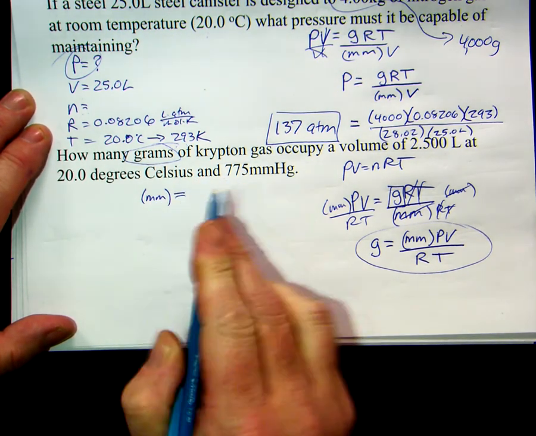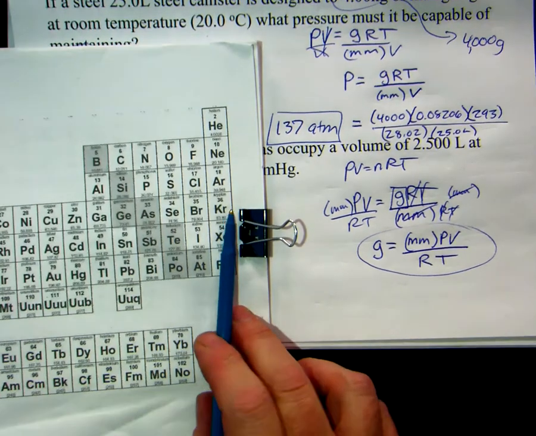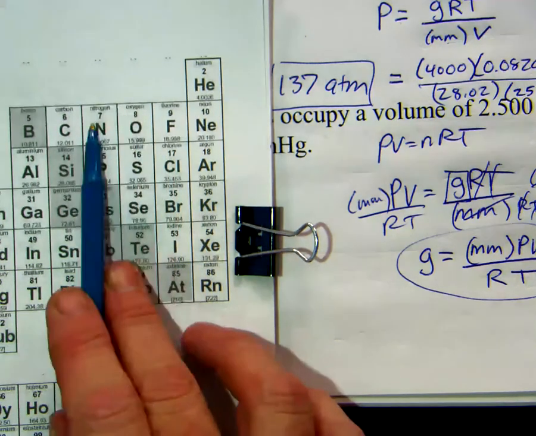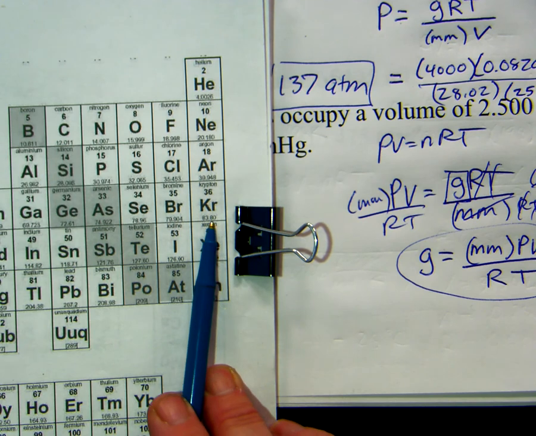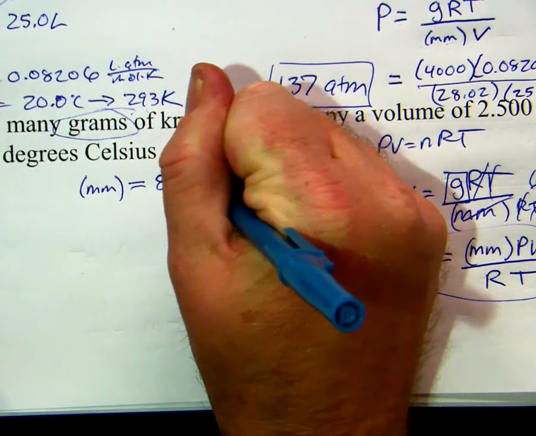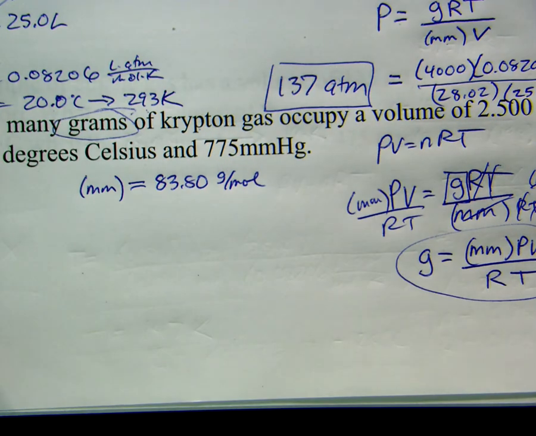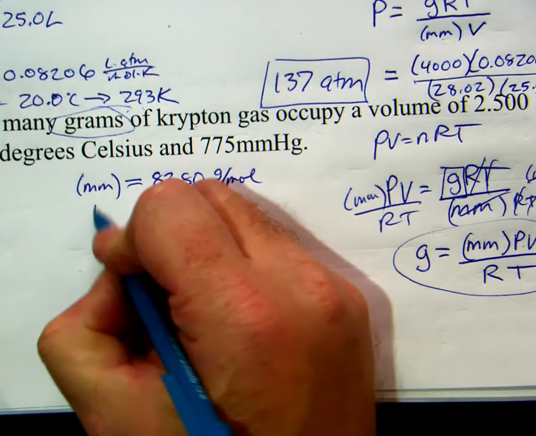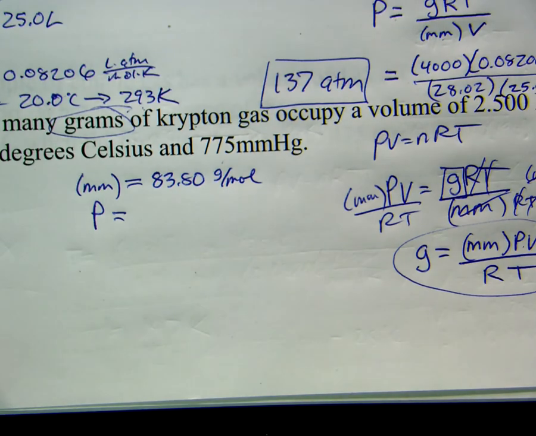The molar mass of krypton we would get from the periodic table. Now, krypton is not one of those diatomic molecules like chlorine or oxygen or nitrogen. It's just single atoms of krypton. So its molar mass is right there, 83.80. And molar masses are grams per mole. Okay, we also need to know the pressure and the volume. So the pressure is 775 millimeters of mercury.